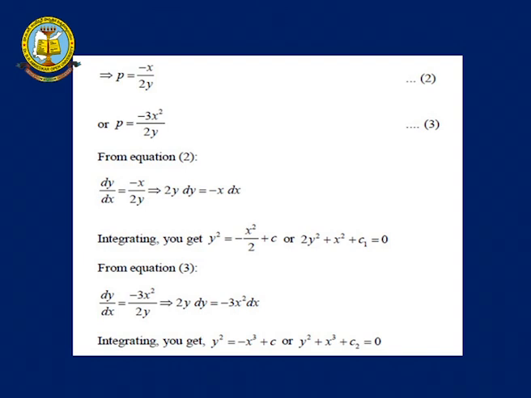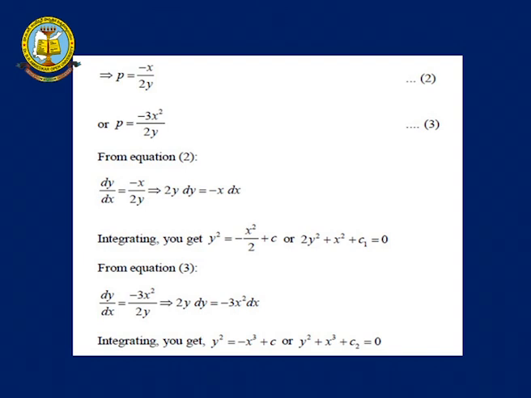Now, come to equation 3. In equation 3 also, in place of p, we substitute dy by dx, so dy by dx equal to minus 3x square by 2y, then 2y dy equal to minus 3x square dx. Now, again, ab equal to 0, so from there we can take a equal to 0 or b equal to 0. When we take a equal to 0, we get equation 2, that p equal to minus x by 2y, and when we take 2yp plus 3x square equal to 0, we get equation 3, p equal to minus 3x square by 2y.